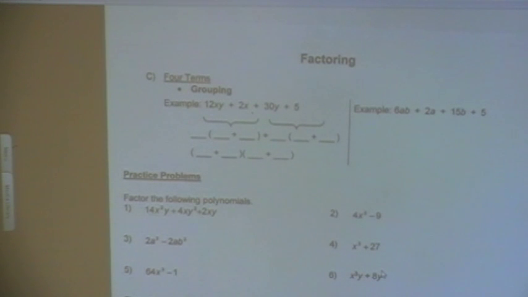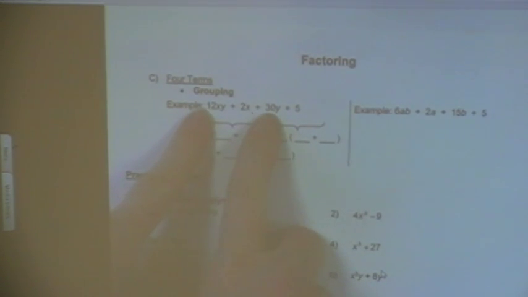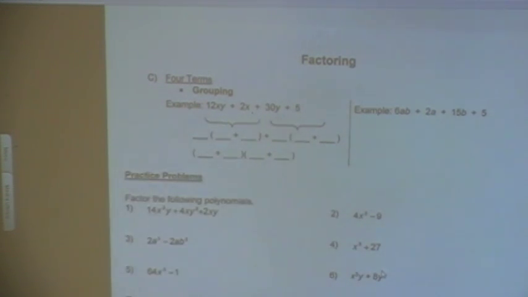In this case, remember, in order to be a greatest common factor, it has to be in common with every term. And in this case, while the first 3 terms, 12, 2, and 30, are divisible by 2, 5 is not. So there is no GCF amongst the entire group. So I can move on to the next step.